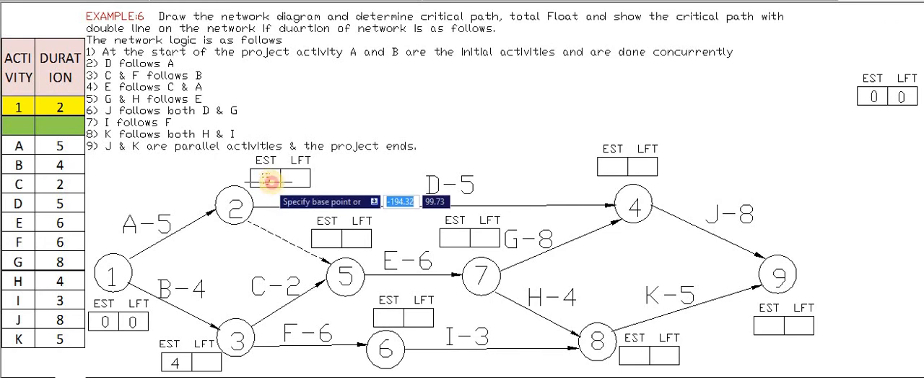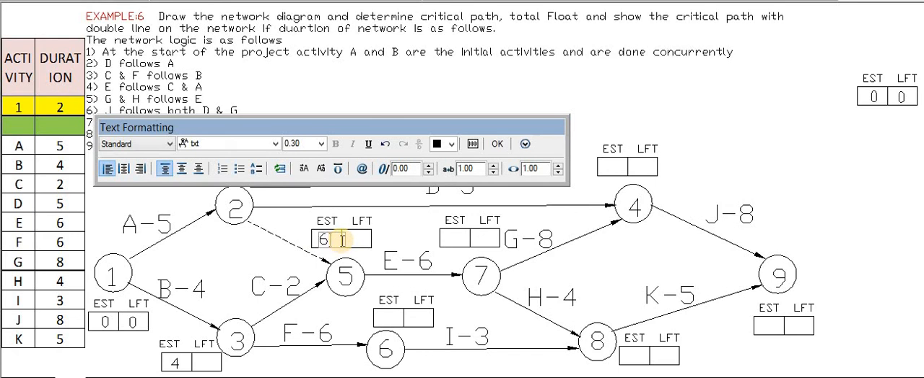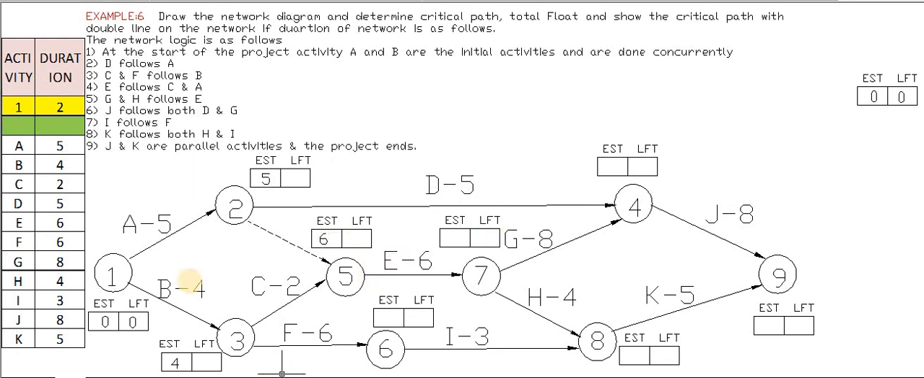We will copy this and we will change it to 6. So we have taken the maximum value. The least value was 5, and we have taken the maximum value for node number 5 as 6 EST.